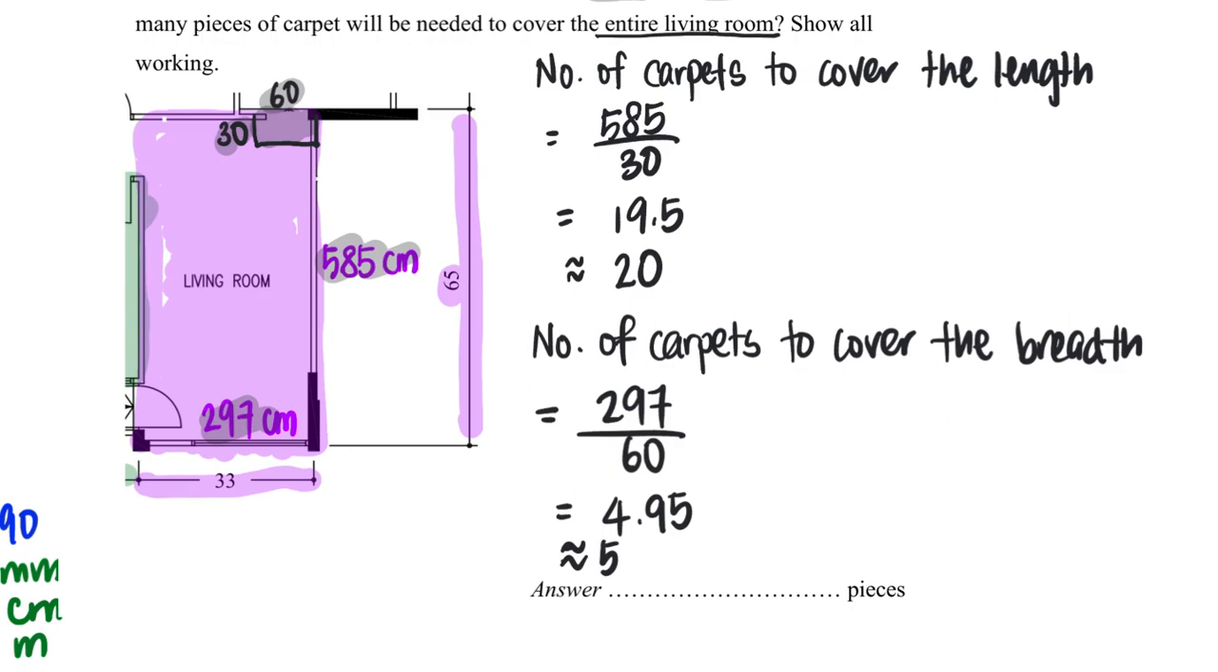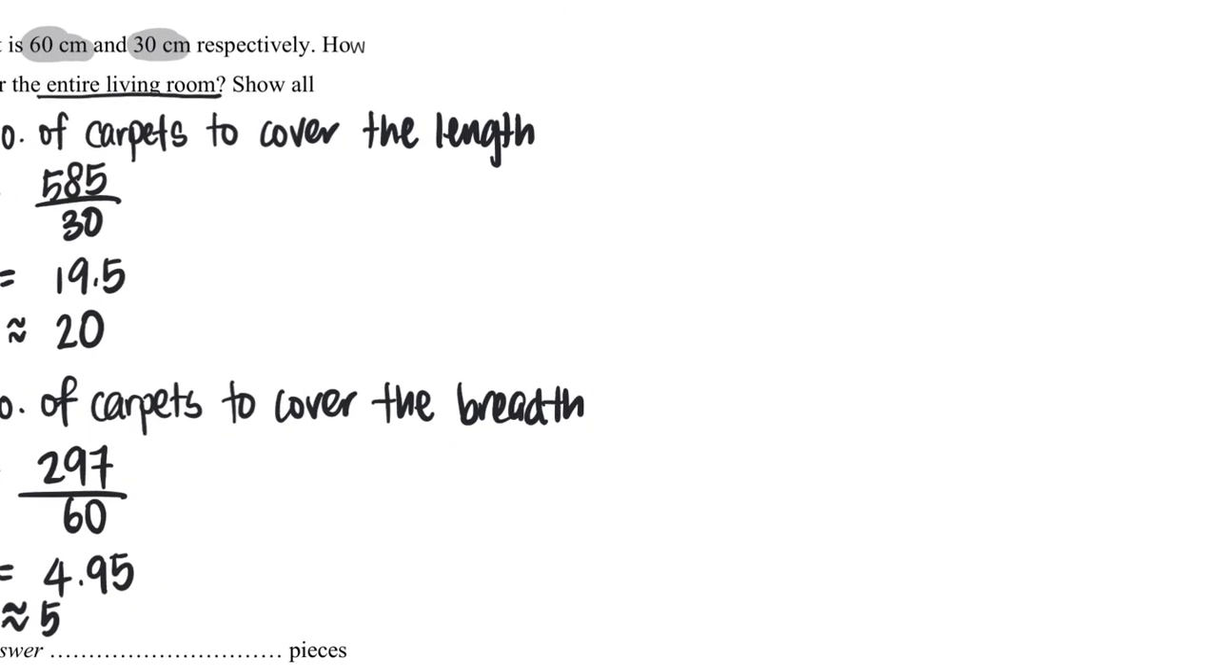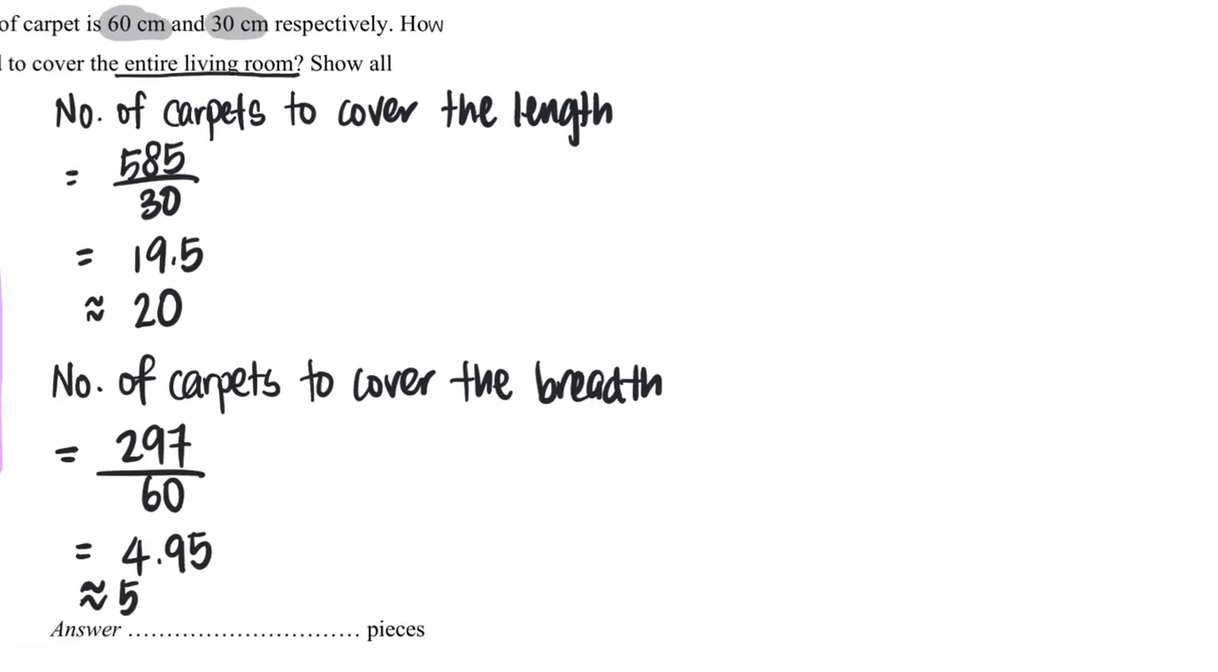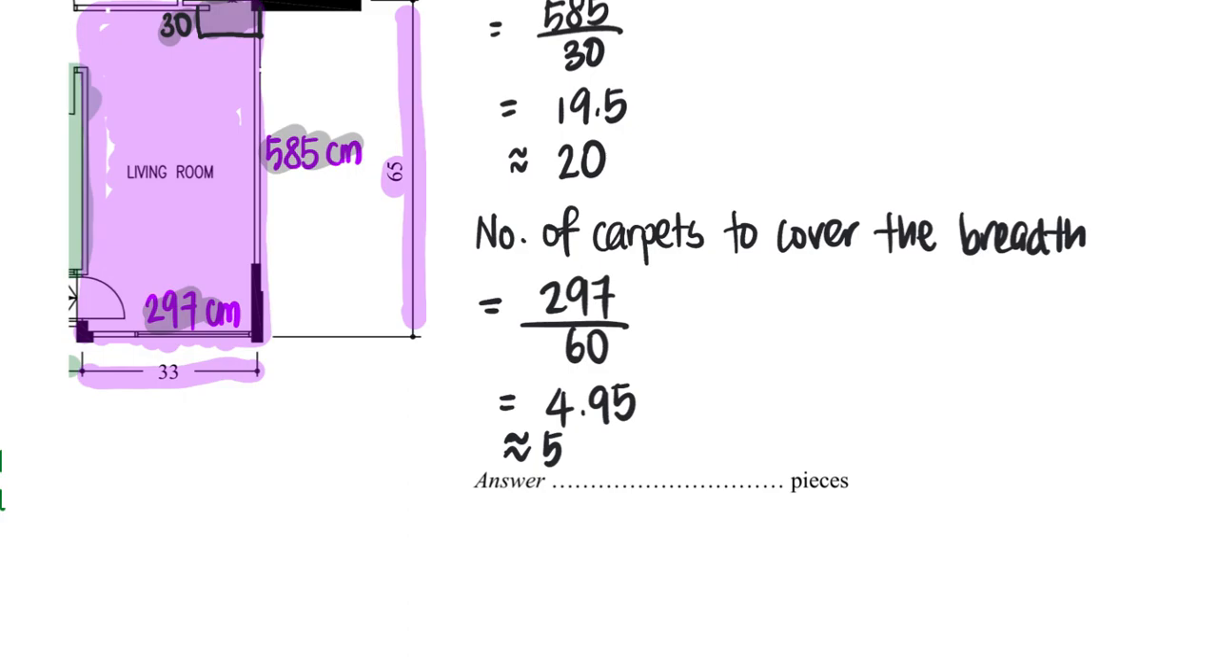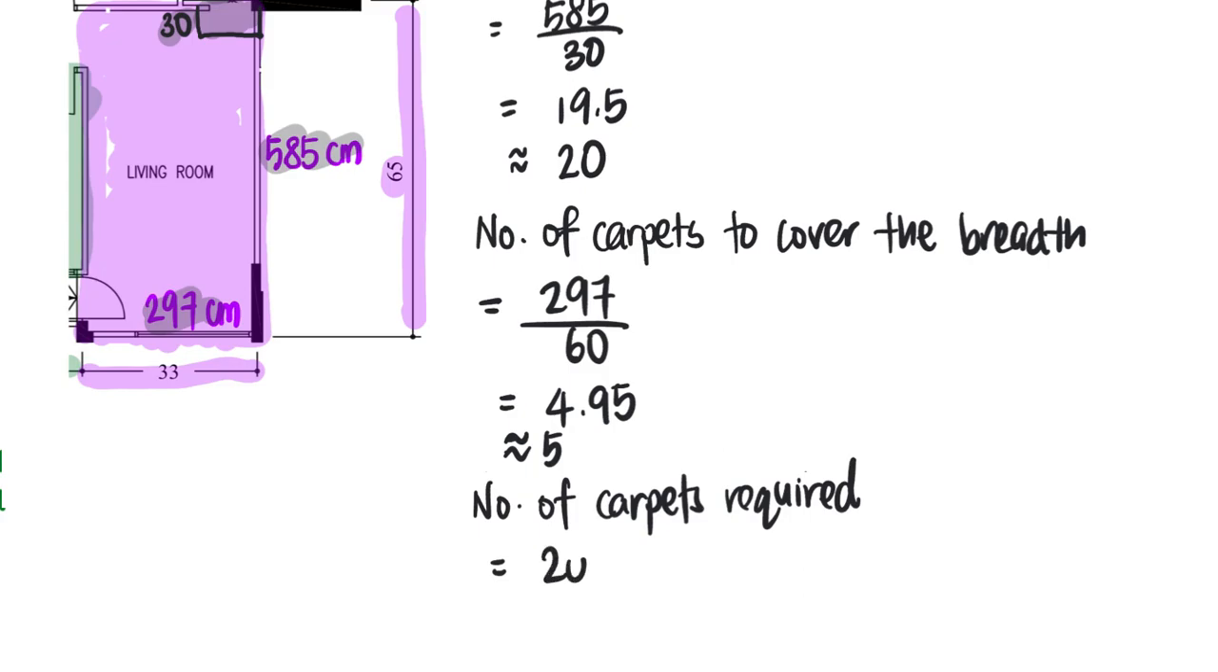So the final answer. Therefore, the total number, let me just create some space. So I'm going to just eliminate this so that I have more space. Great. So therefore, the number of pieces of carpets that is required, 20 times 5. I need at least 100 of them.